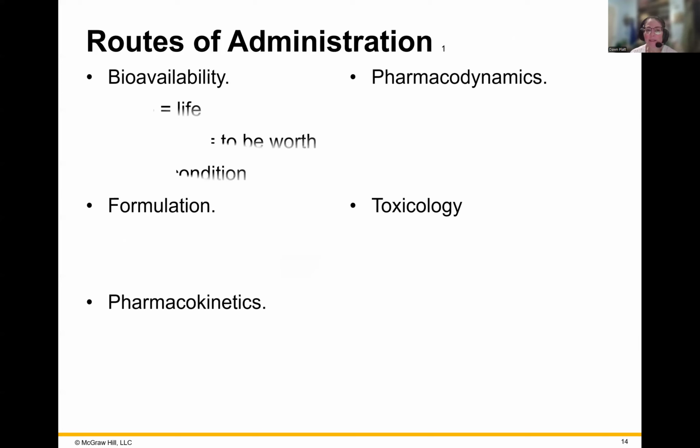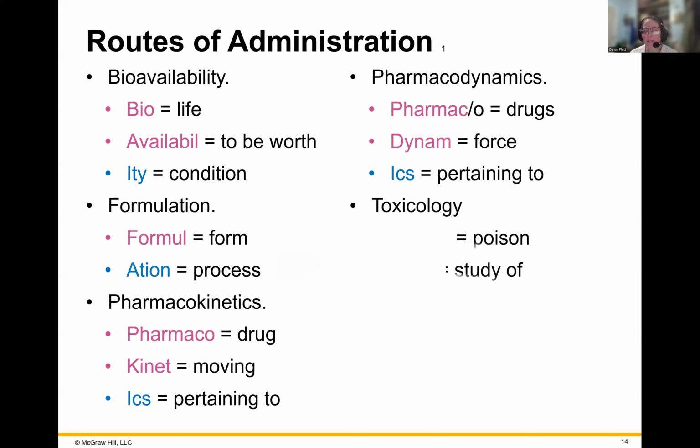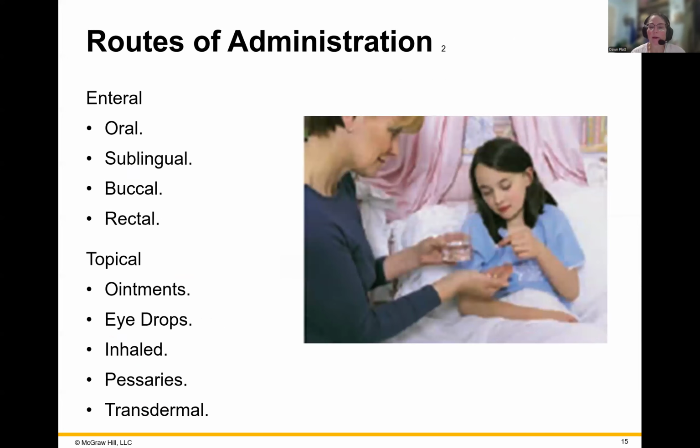Here are some other terms that you might see throughout the course: bioavailability, formulation, pharmacokinetics, pharmacodynamics, toxicology. And if you look on page 703 in your textbook, you'll be able to see the different terms and the definitions of these. But really, if you look, you can see that all of these just have either root words or combining forms, and then they have suffixes. So you can take a look at your chapter and figure out what those different terms mean as far as routes of administration.